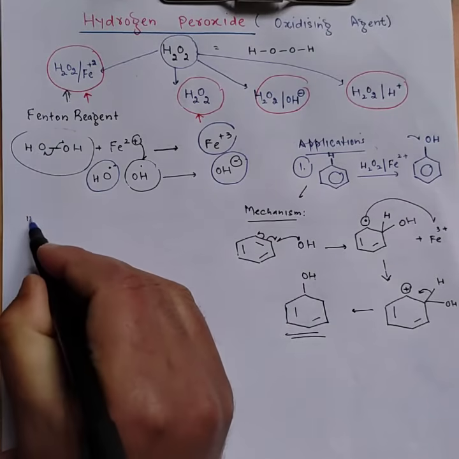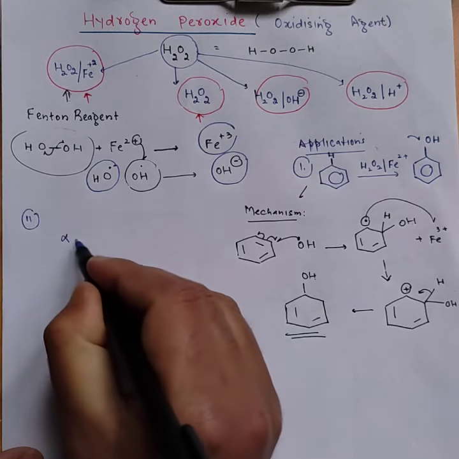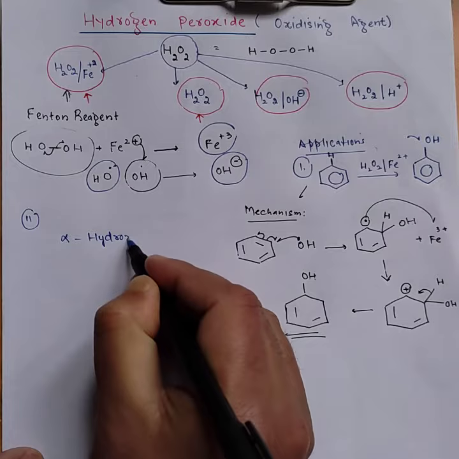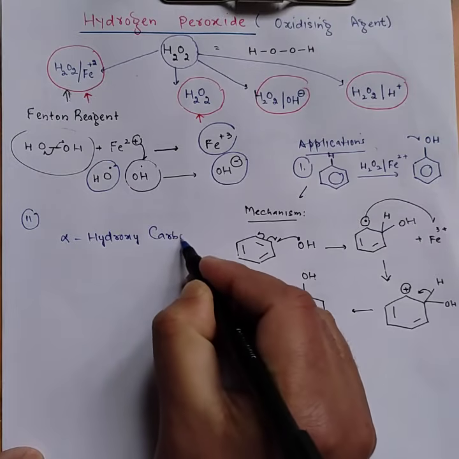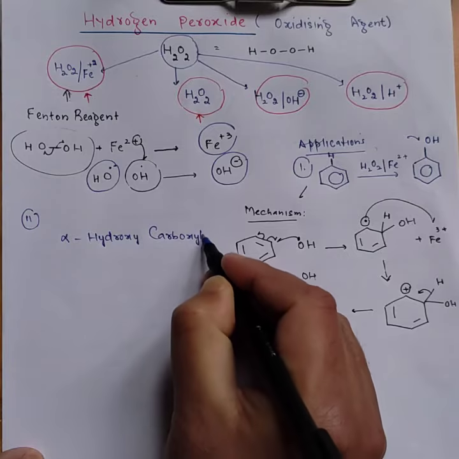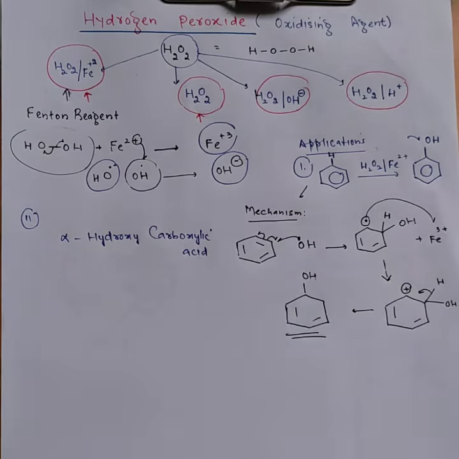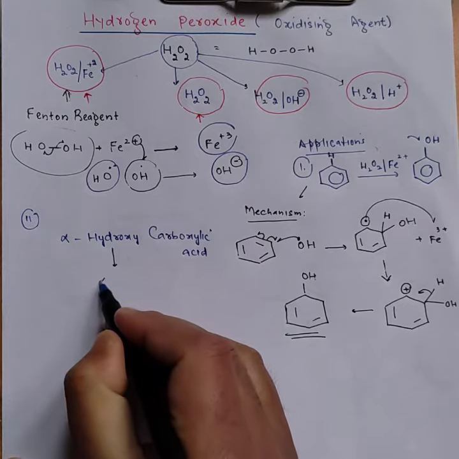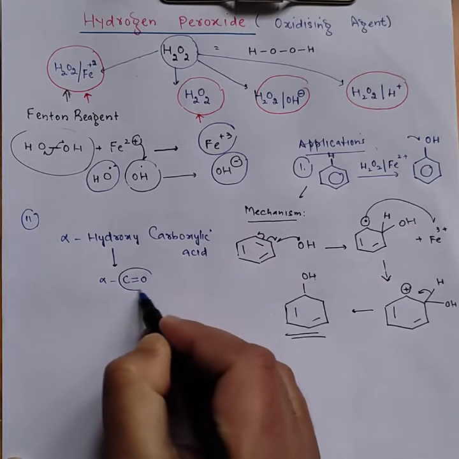Number 2, it converts alpha hydroxy, you know these are important things, alpha hydroxy carboxylic acids. If these are substrates where we have the hydroxyl group present at the alpha position, it will convert that alpha hydroxy carboxylic acid into alpha ketone. That is C double bond O, alpha ketone based carboxylic acid.